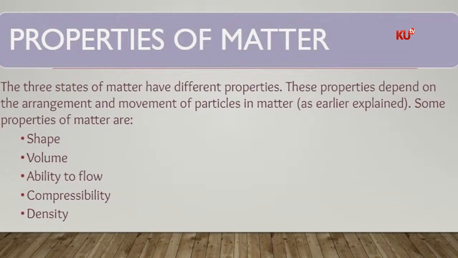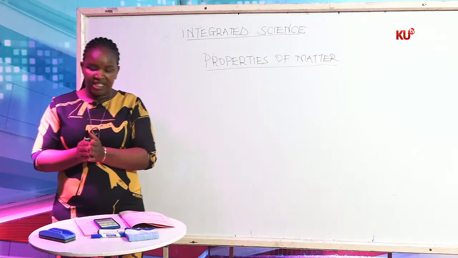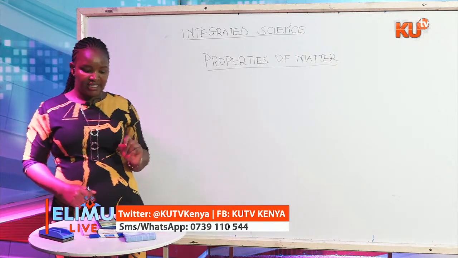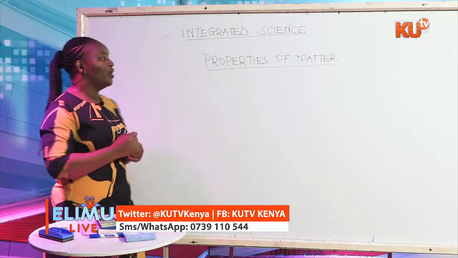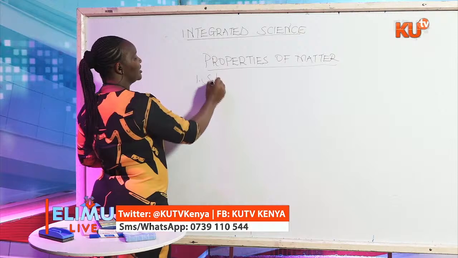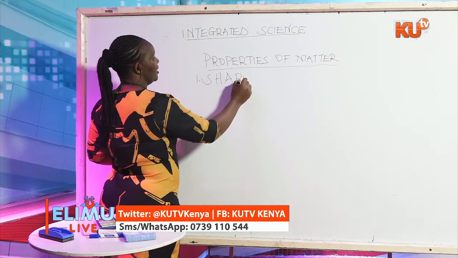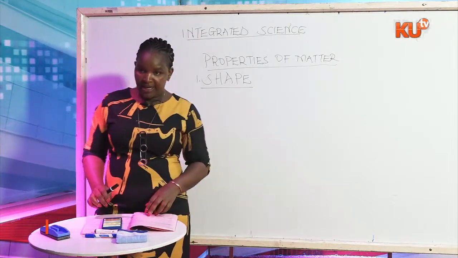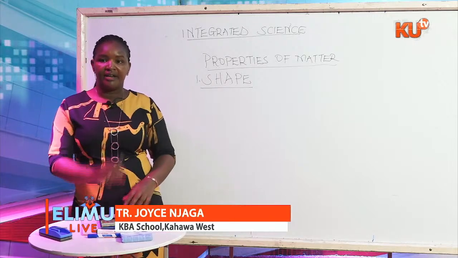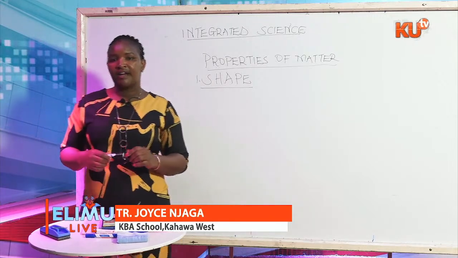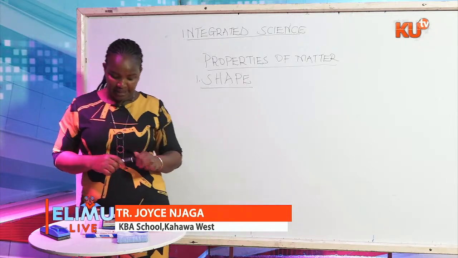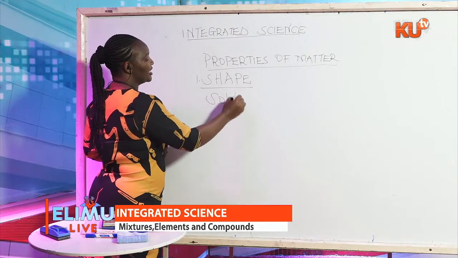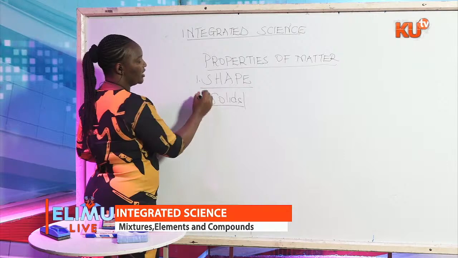How does the arrangement of the particles in the different states of matter determine these properties of matter? So for today, we'll be looking at the first property, which is shape. Let's see how the kinetic theory of matter affects the shape of the different states of matter. The first one we'll be looking at is solids. Let us look at the shape of solids.